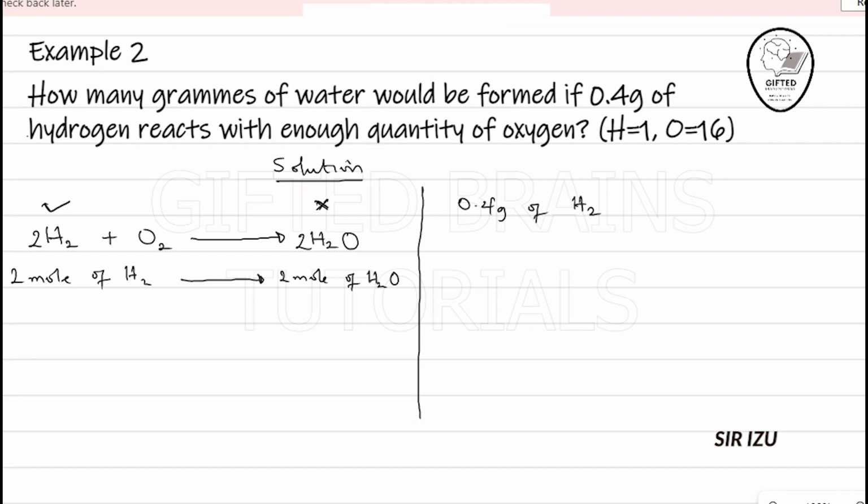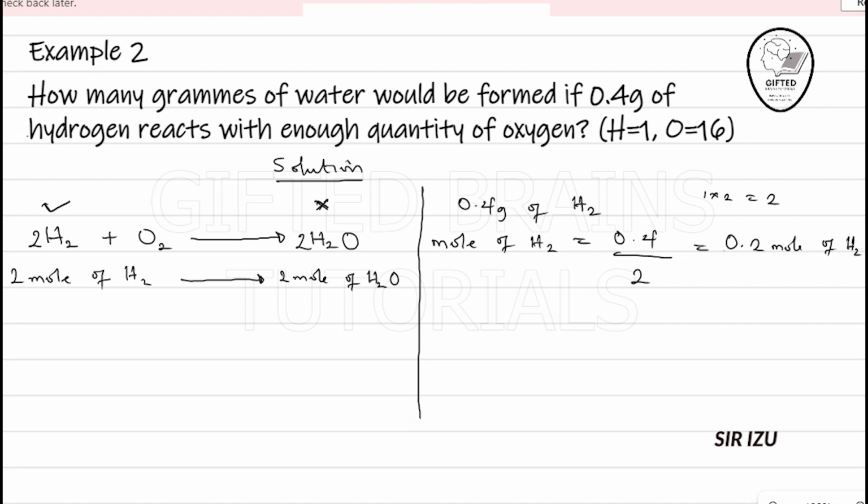A very easy one. Get the mole of hydrogen. The mole of hydrogen is just equal to mass over molar mass. The mass is 0.4, and the molar mass is 2. Molar mass is 2 because, of course, you see that this hydrogen is 1 times 2. That will give us 2. That's the molar mass. So from here, what we have is 0.2 mole of H2, hydrogen gas.